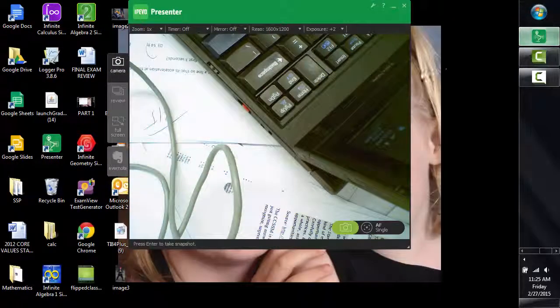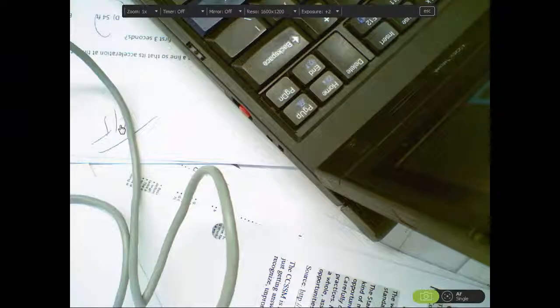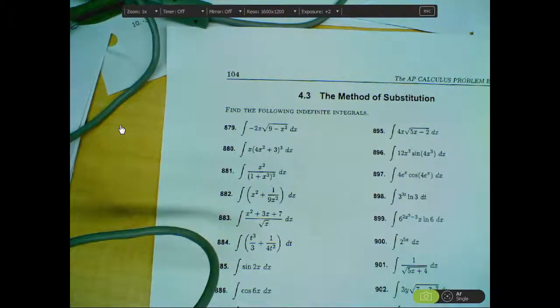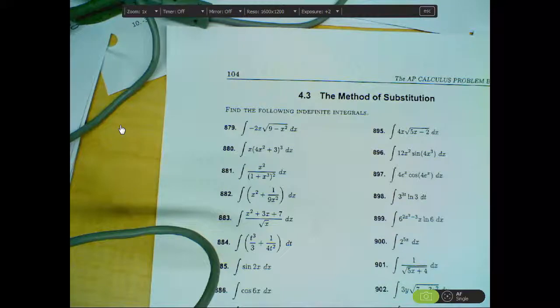Okay, this lesson is on u-substitution. It's one of those topics that is really, really hard the first 3 or 4 times, and then after that, hopefully it starts to make a little more sense. But you can't give up after the first 1 or 2 examples because it's a tough concept. Okay? Now, look at number 879.